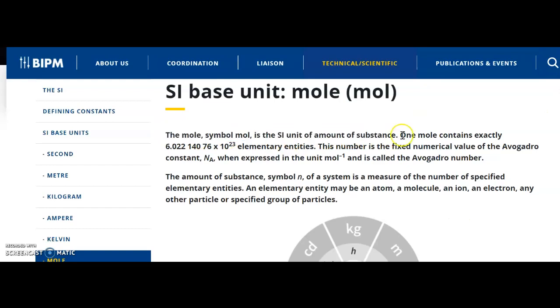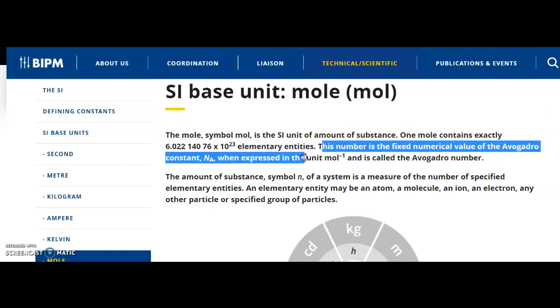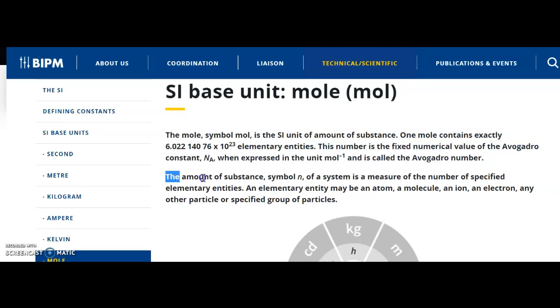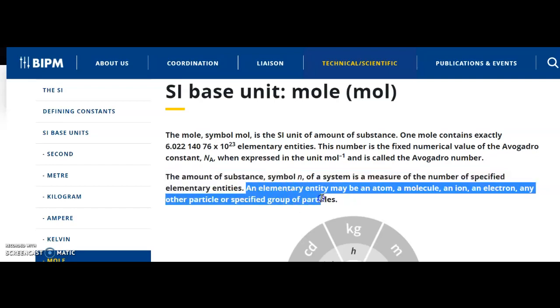And 1 mole contains exactly 6.02 times 10 to the 23 elementary entities. This number is the fixed numerical value of Avogadro's constant, which is expressed as the unit mole to the -1, and then it's called Avogadro's number.